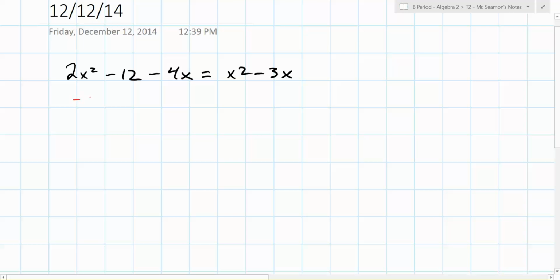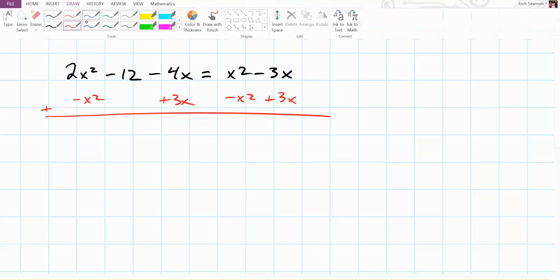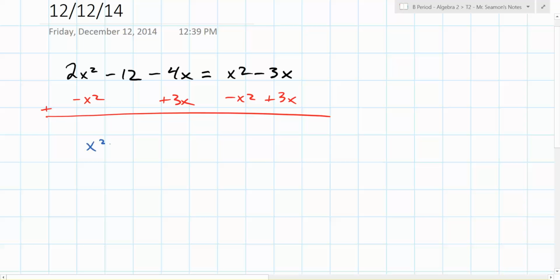I'll subtract the right. So minus x squared, and what do I add? 3x. So what do I end up with when I do this? X squared minus 12 minus what? Minus x equals 0. Does it equal 0? It sure does. Did I copy it down right, Hannah? Yeah. It looked like she was checking.